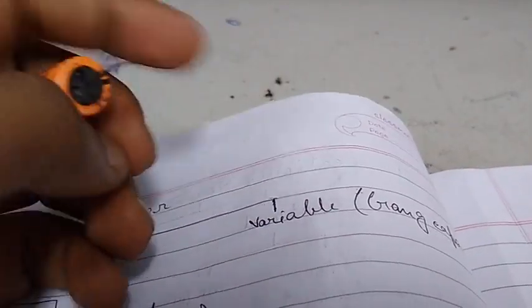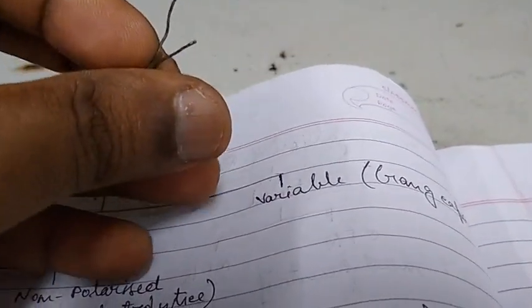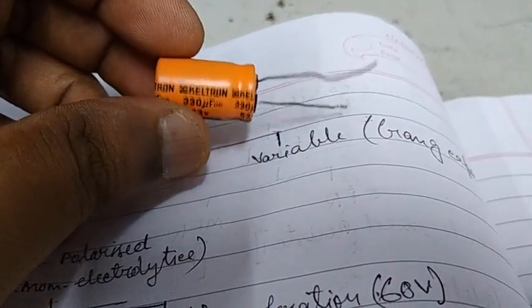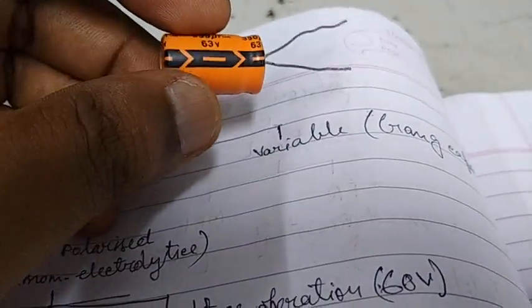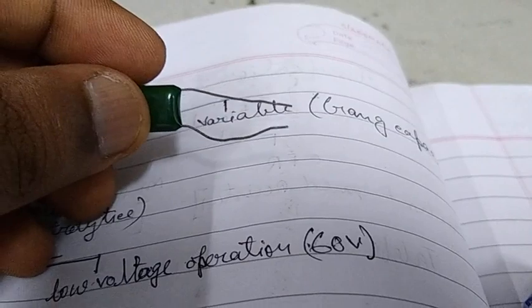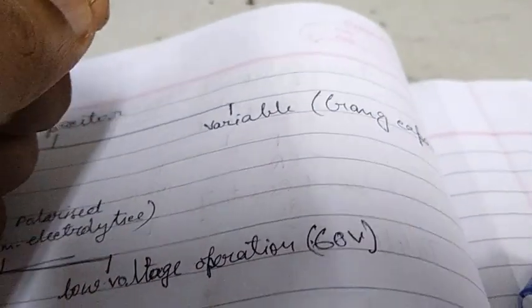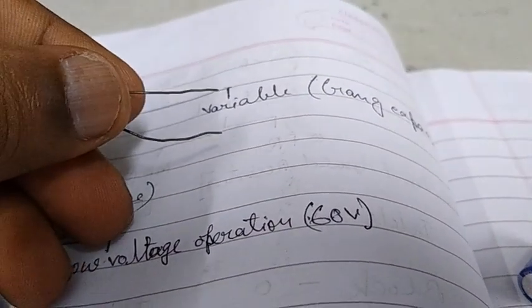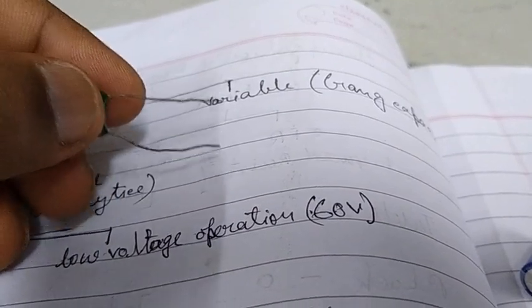This capacitor also has dissimilarity in the length of these legs. See, the shorter terminal is the negative terminal and the long terminal is the positive terminal. Now this capacitor is a non-polarized capacitor, and see, the lengths of the legs are similar, so we don't have any polarity here.